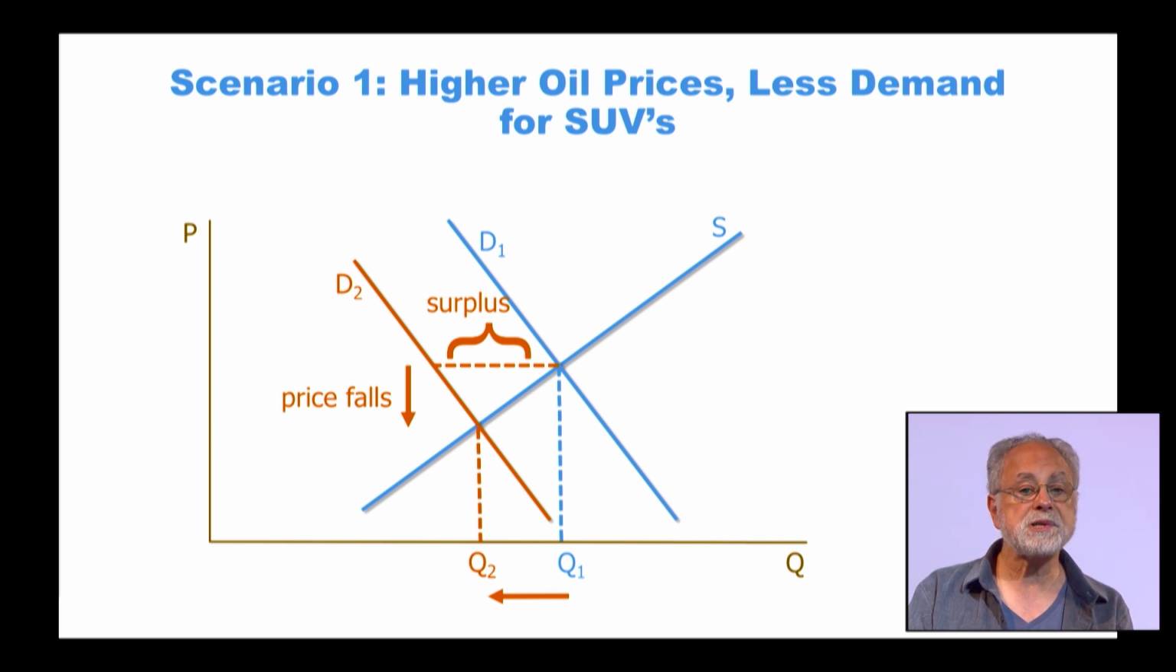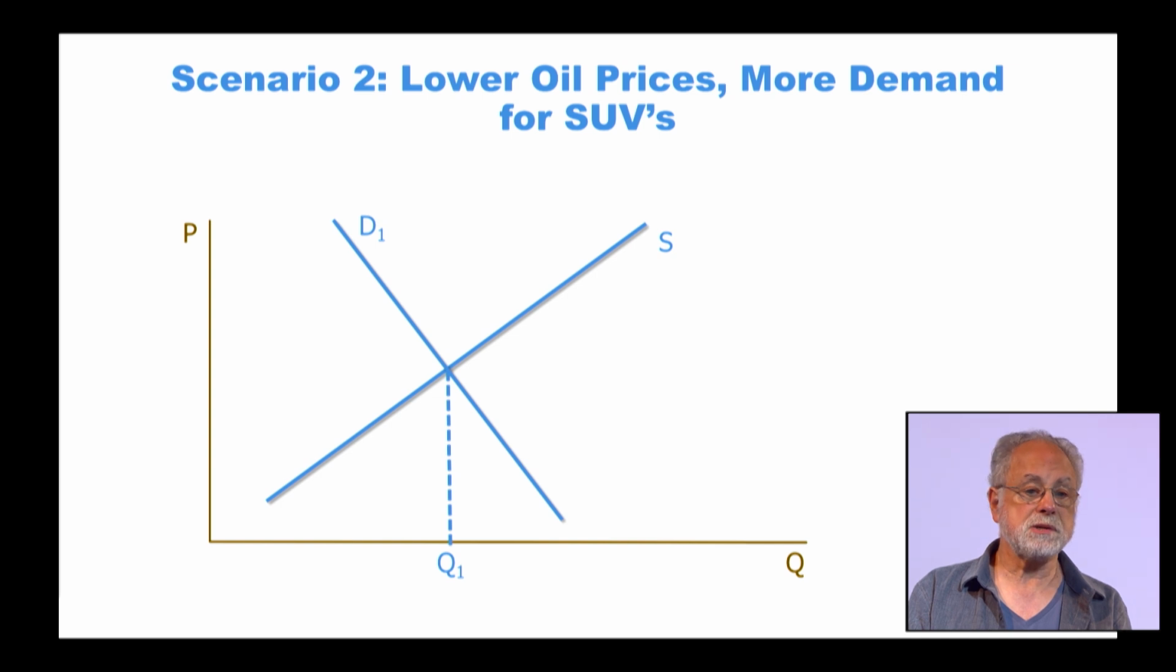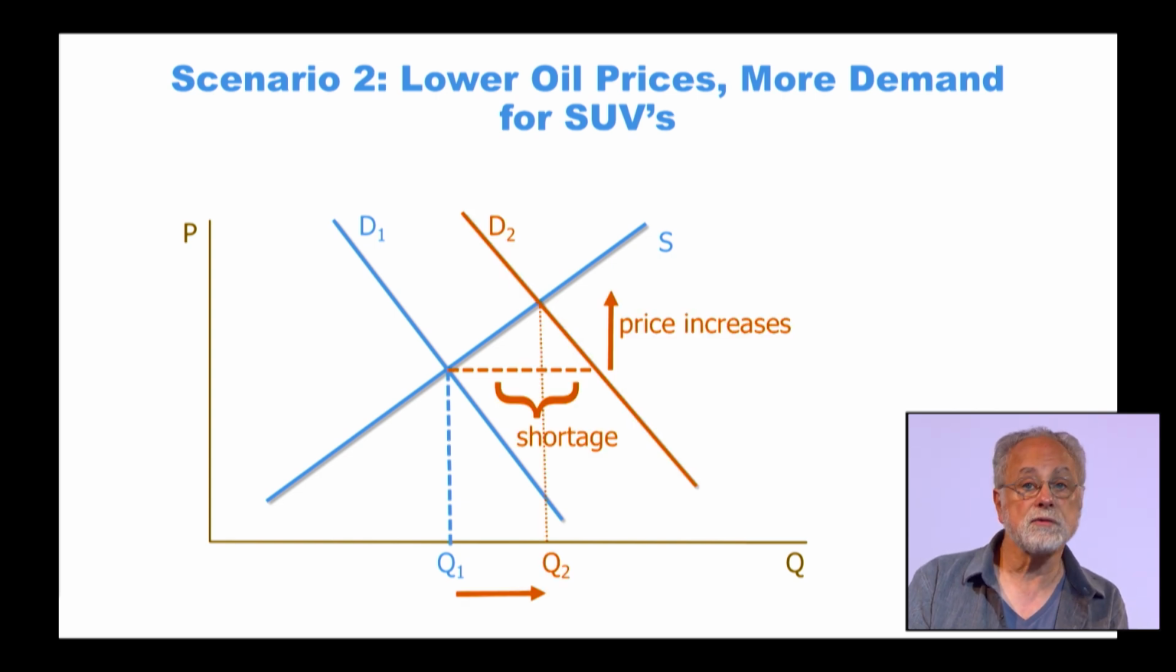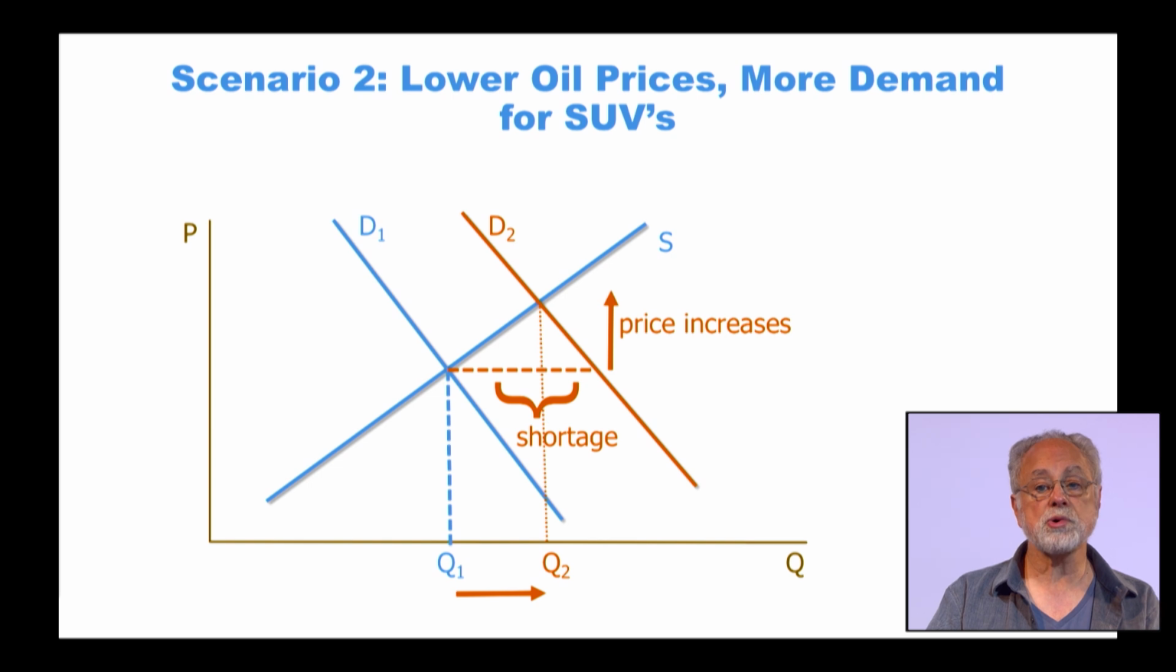Now we can ask the same question about the next scenario. What happens if the price of oil falls and demand increases for SUVs? Well, then the demand curve shifts to the right. There's now a shortage. That will have a tendency to create a price increase. So in either case, you can see a kind of counteracting tendency of prices to temporary surpluses or shortages.